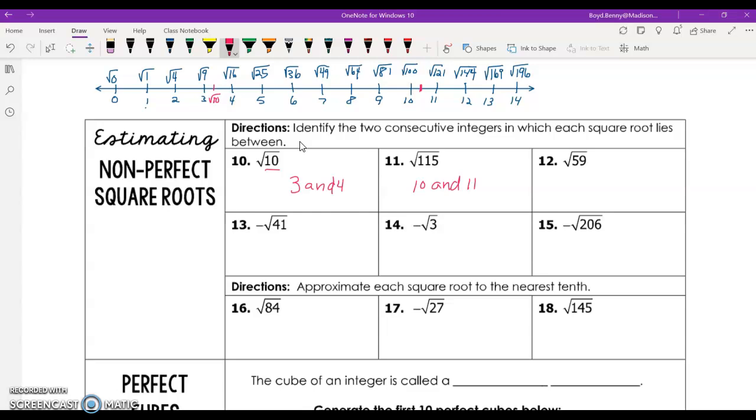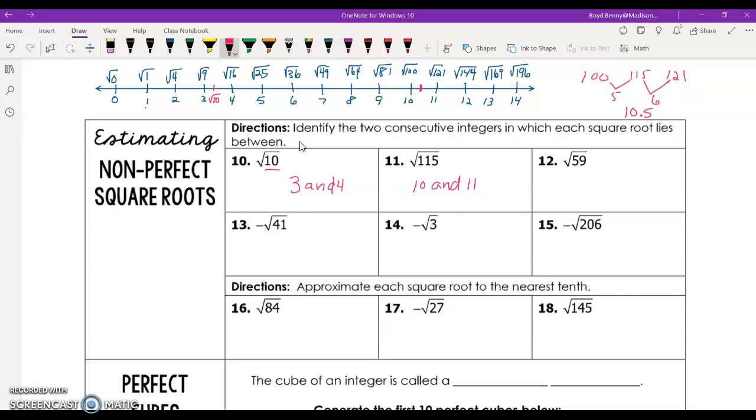If we want to estimate that a little closer than just two integers, we would take a look at how close 115 is to 100. Well, that's 5 places. How close is it to 121? We notice that that's 6 places. So if we were to estimate this even closer by a decimal, we would probably say that this is close to 10.5, because 115 lies almost halfway between 100 and 121.